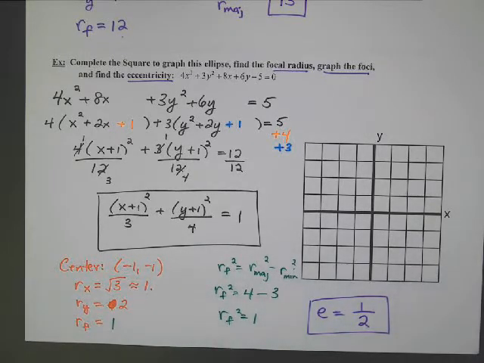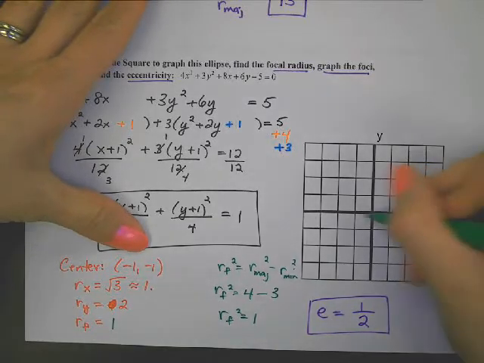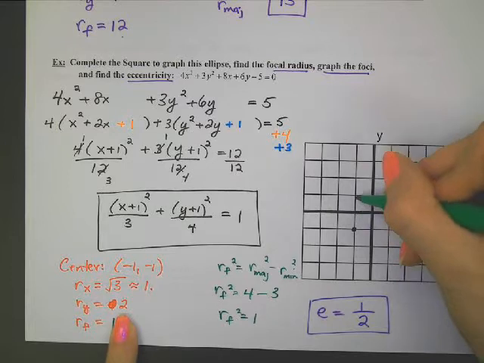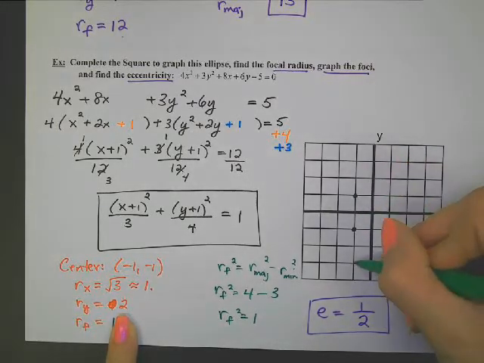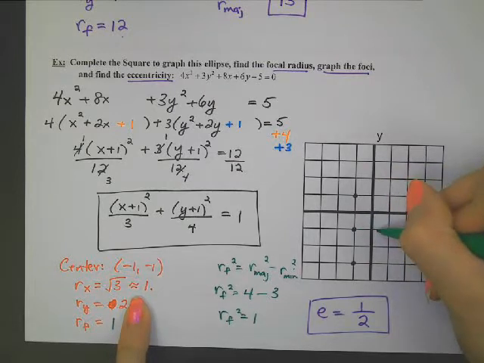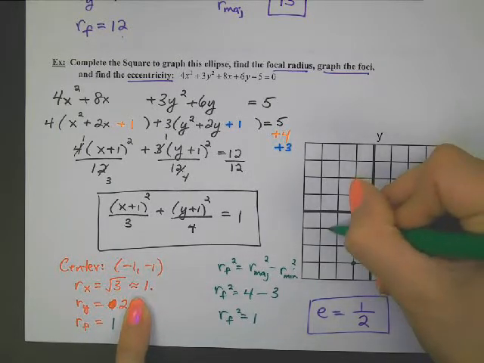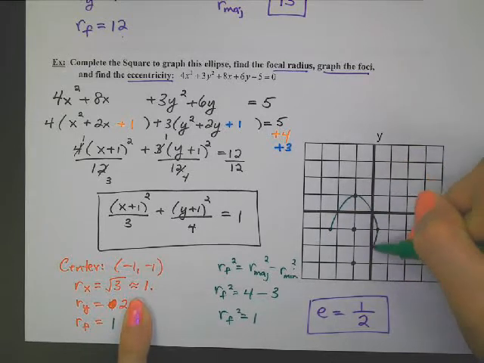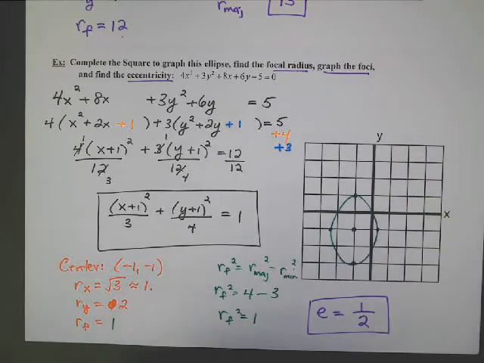So where does this ellipse go? The center's at negative 1, negative 1. R sub y is 2, so 2 units up, 2 units down. R sub x is 1 point something. So I don't want to be just at the box at 1. I don't want to be quite to 2. So here's the ellipse.